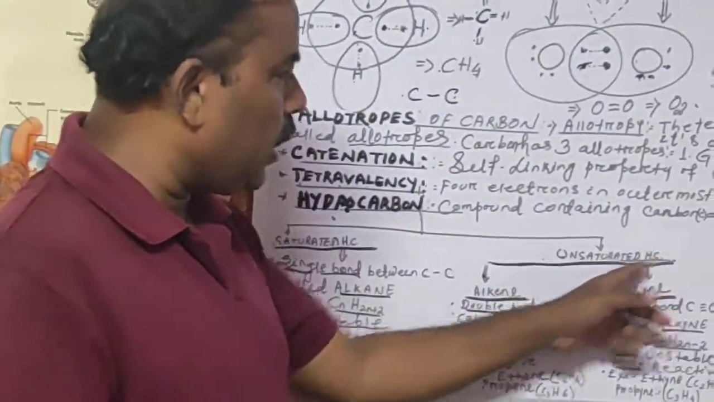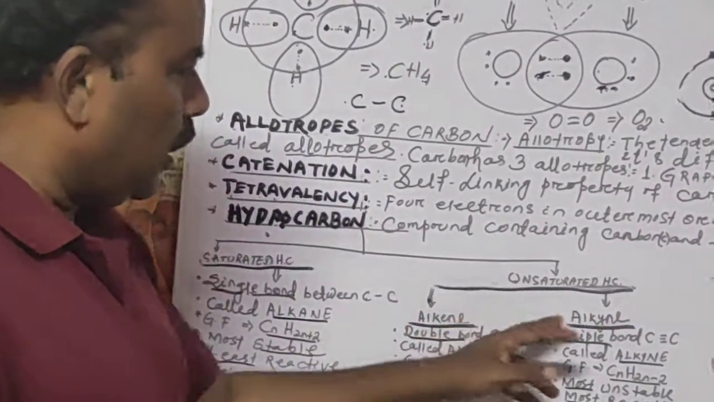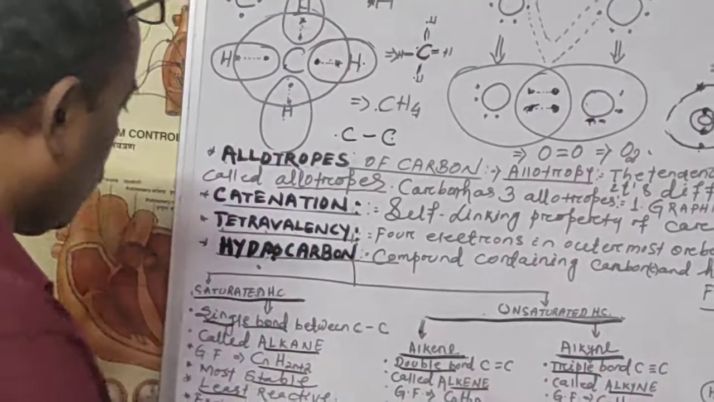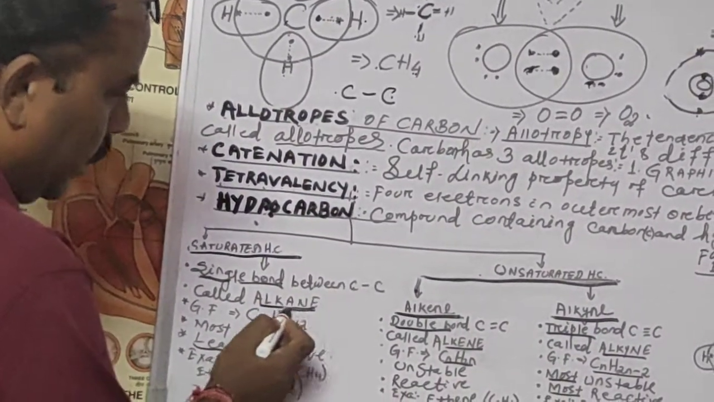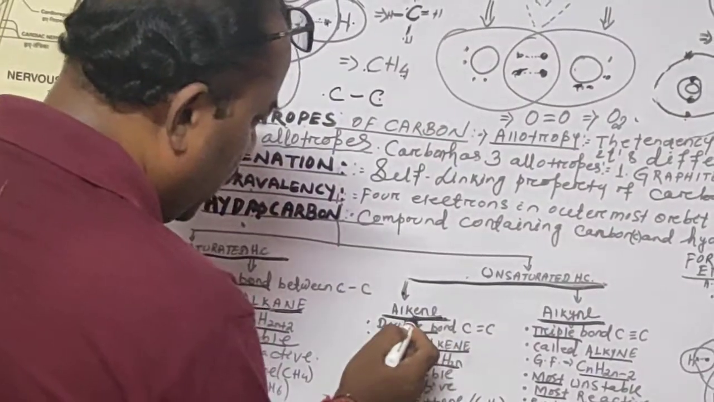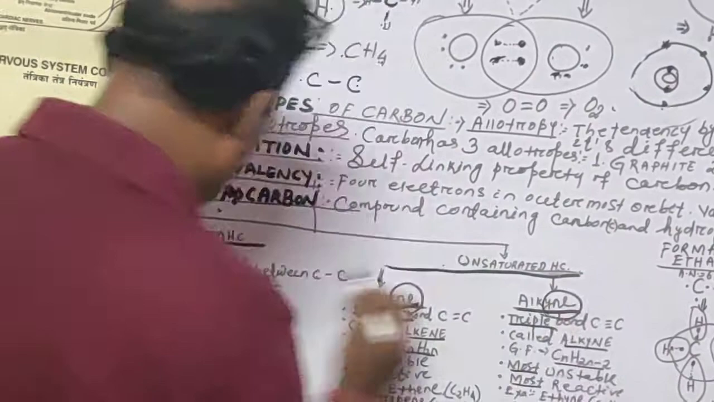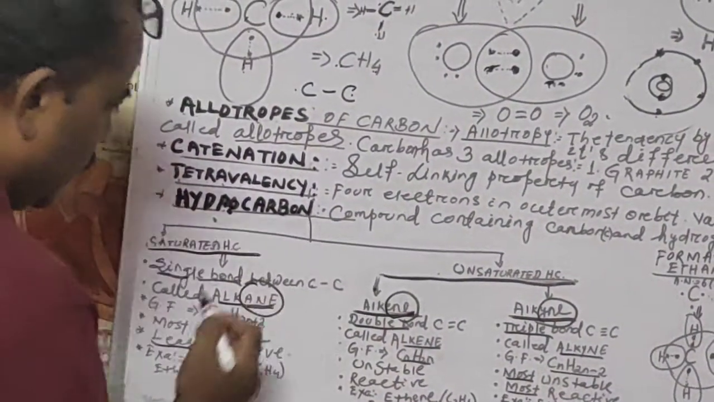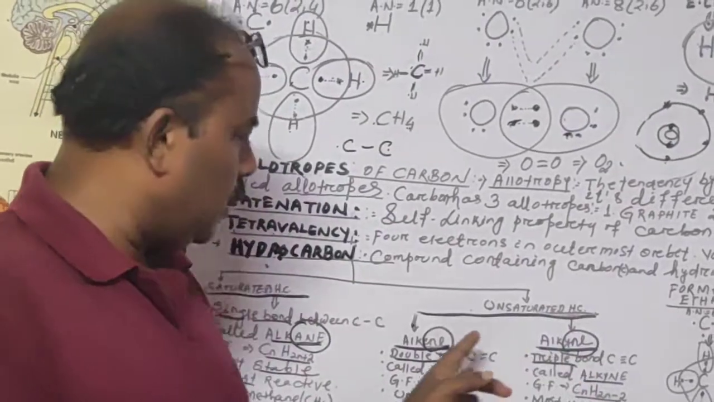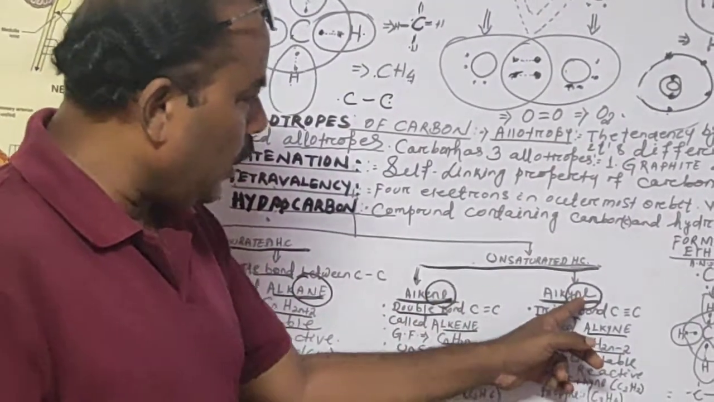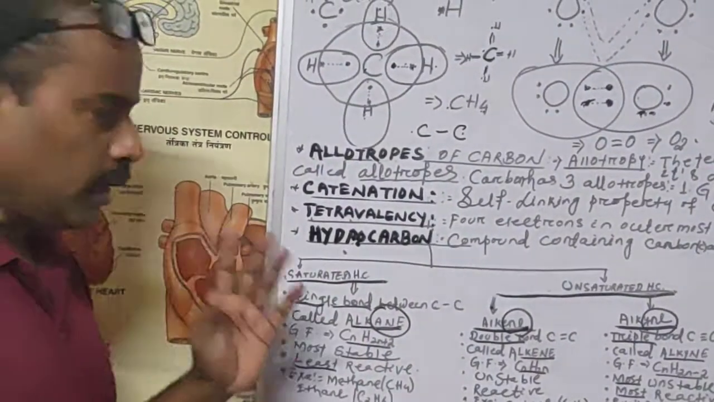Then unsaturated hydrocarbons are divided into two types. One is known as alkene, another is known as alkyne. This is alkene, A-L-K-E-N-E, ending E-N-E. This is alkyne, A-L-K-Y-N-E. This is alkane, A-L-K-A-N-E. So A-N-E, E-N-E, Y-N-E: E-N-E and Y-N-E are unsaturated, whereas A-N-E is a saturated hydrocarbon.